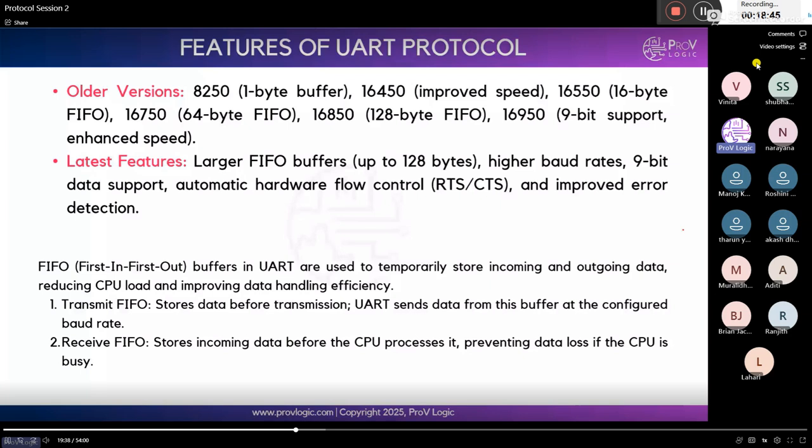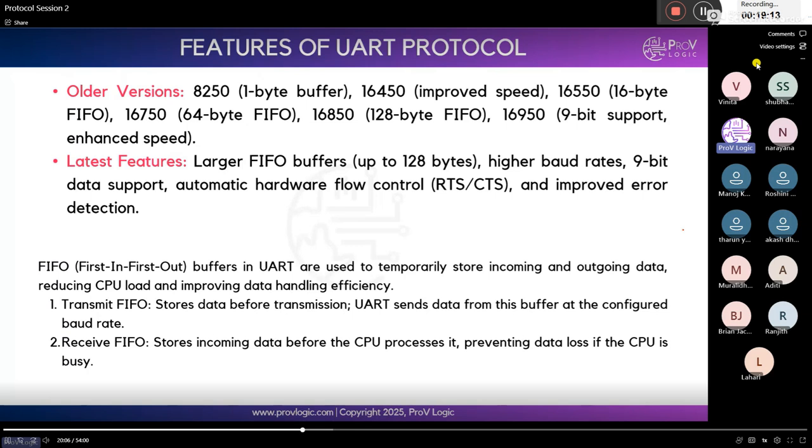Okay, and mostly here we got some enhancements, it will be handling the CPU processing load, and the CPU works at a higher speed without any data loss. And next, latest versions are 16650, you got 16850. That means 128 bytes, 64, 128.